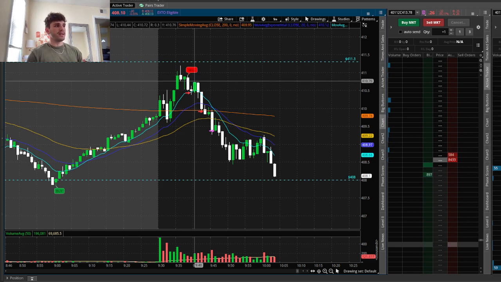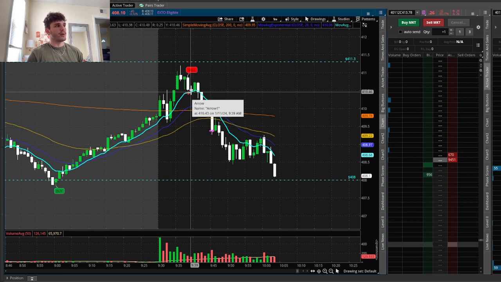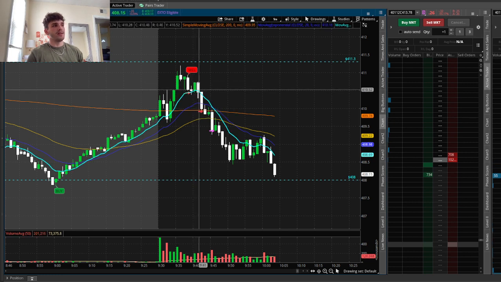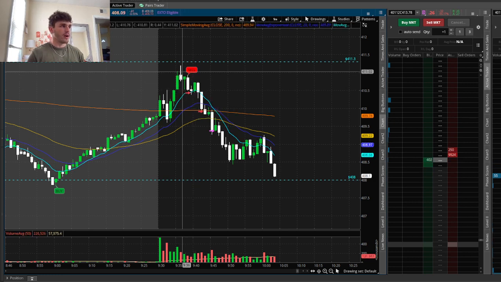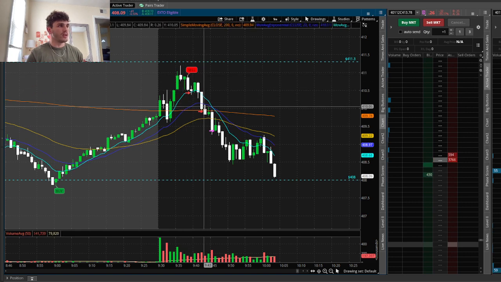So with that being said, I entered one contract right here. We ended up coming back up slightly and then forming that H pattern, something else that I talk about. We came down, H pattern, and continued down.